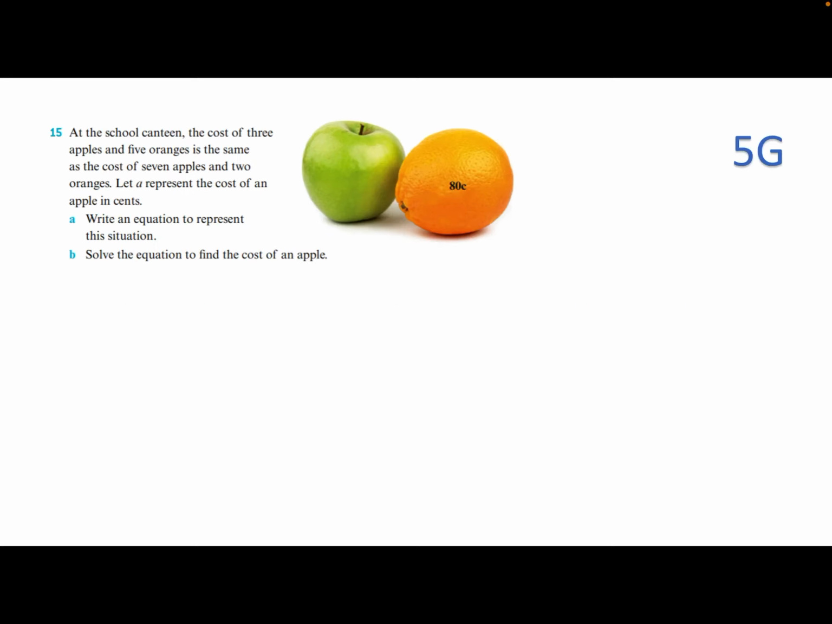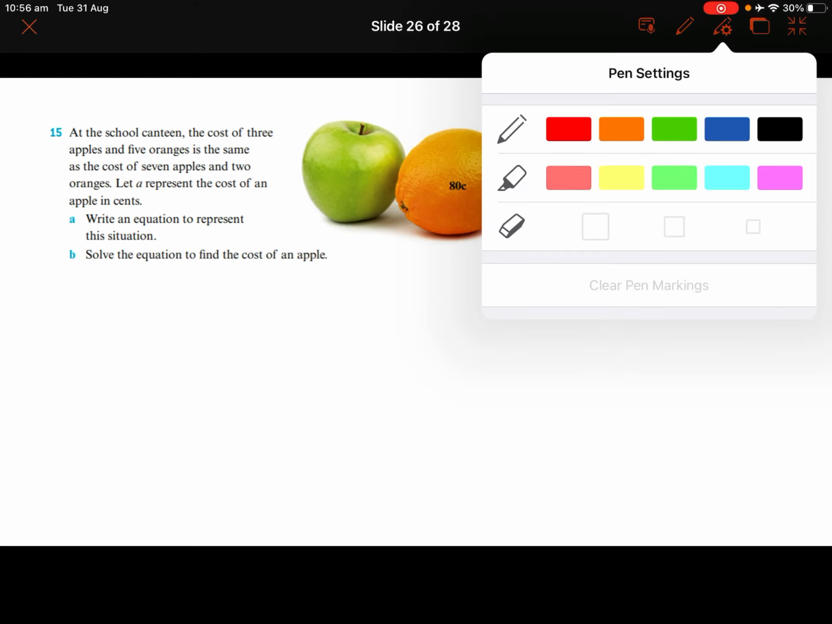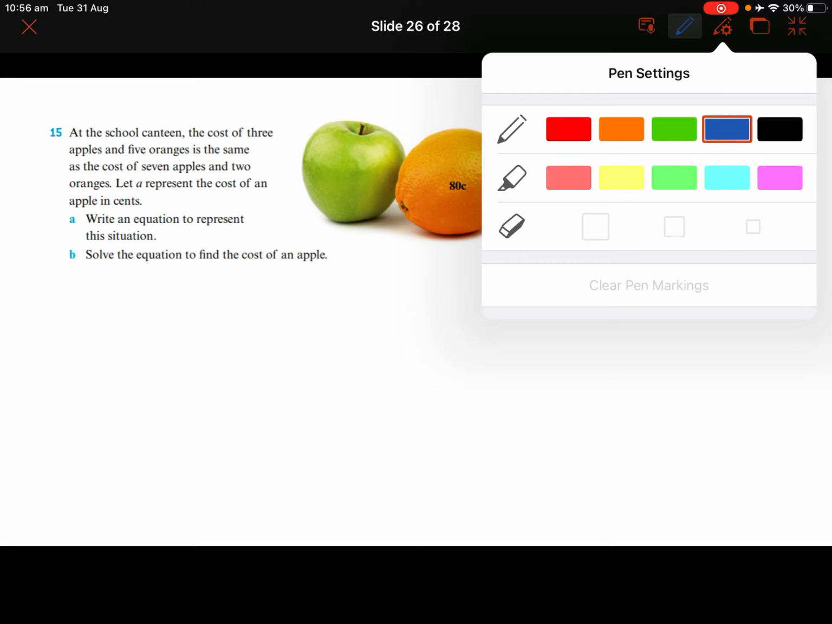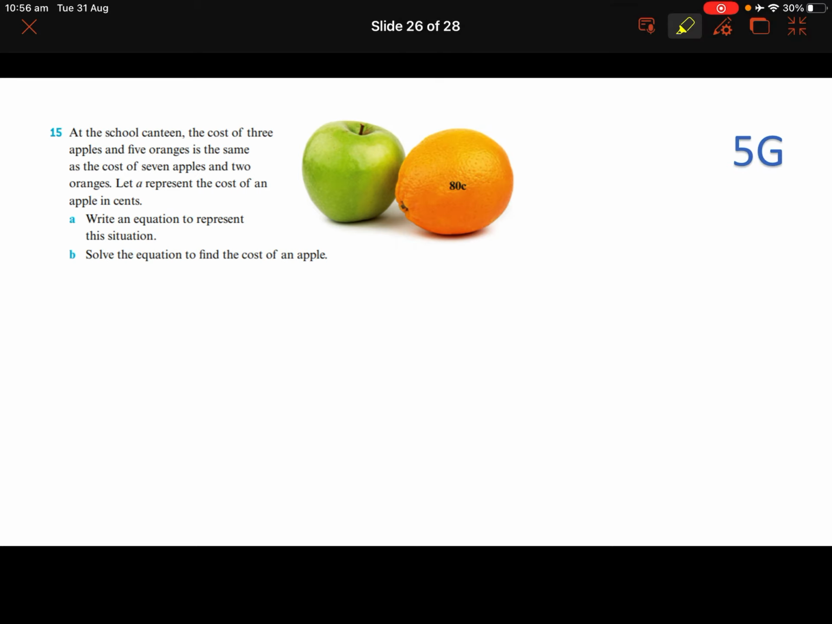The first one we're going to look at is from 5G. This chapter was focusing on having variables on both sides of the equations and then solving for that variable. So let's do this example, and these are just out of your textbook, so most of you would have done these already. What I would do with these worded problems is use a highlighter to get the key parts, okay?